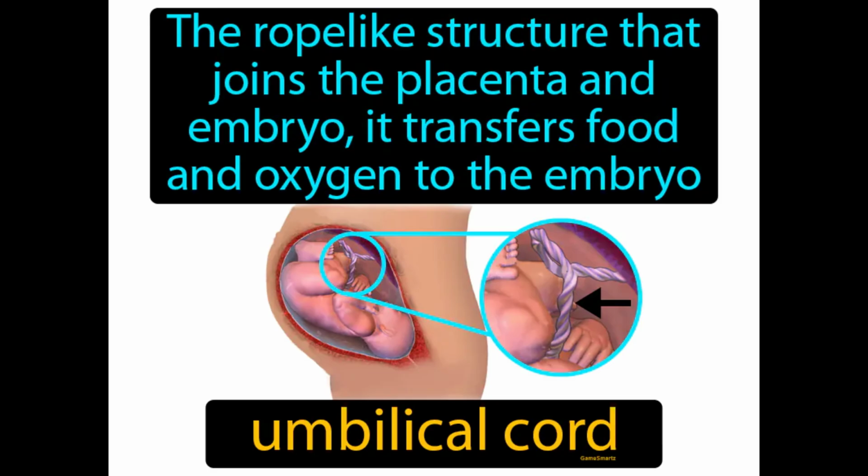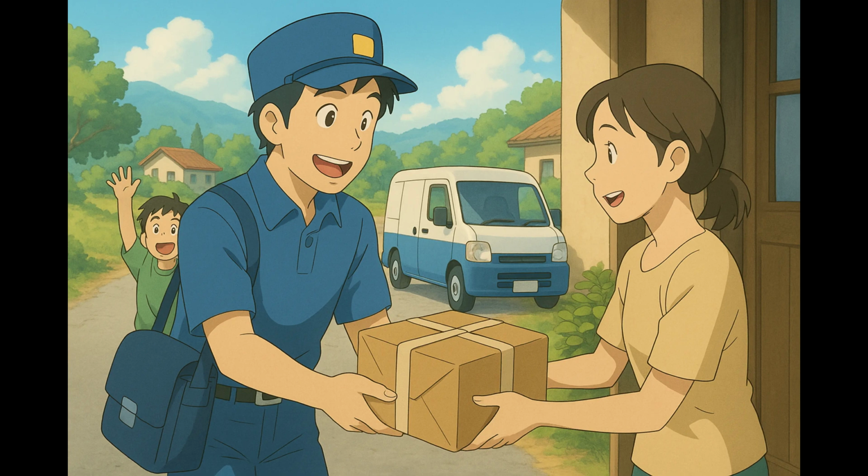The rope-like structure that joins the placenta and embryo, it transfers food and oxygen to the embryo. Umbilical cord. It is a tube connecting a developing baby to its mother, providing essential nutrients and oxygen. Imagine you're trying to get a package delivered to a friend who lives in a hard-to-reach area.